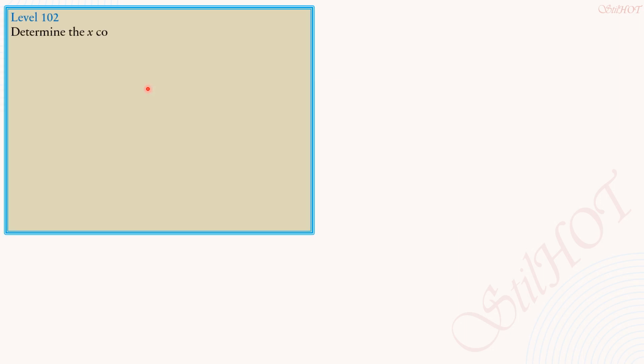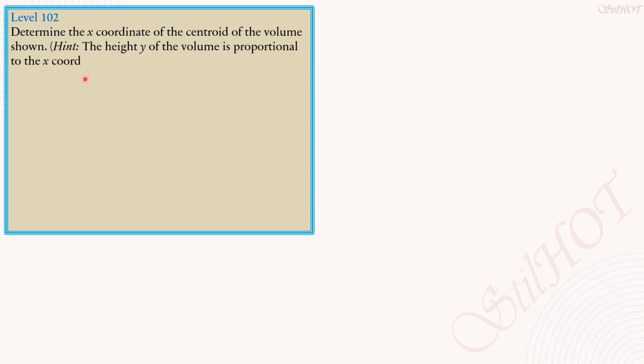Level 102, determine the x-coordinate of the centroid of the volume shown. So we have the hint here. The height y of the volume is proportional to the x-coordinate. Consider an analogy between this height and the water pressure on a submerged surface. So I'll present two ways, or two solutions, for this problem. One is by considering the miscellaneous solid and finding the location of the x-coordinate of the centroid. The second one is to use this hint here.